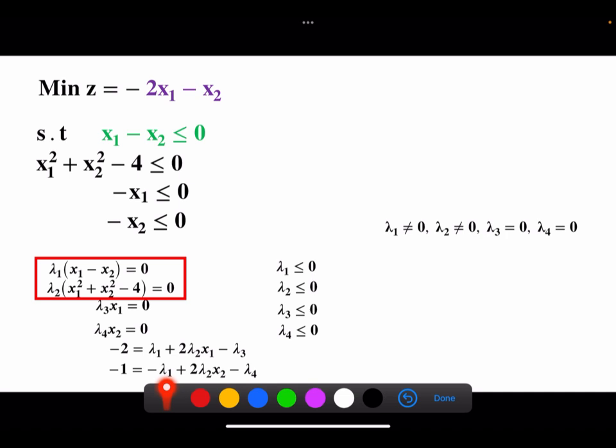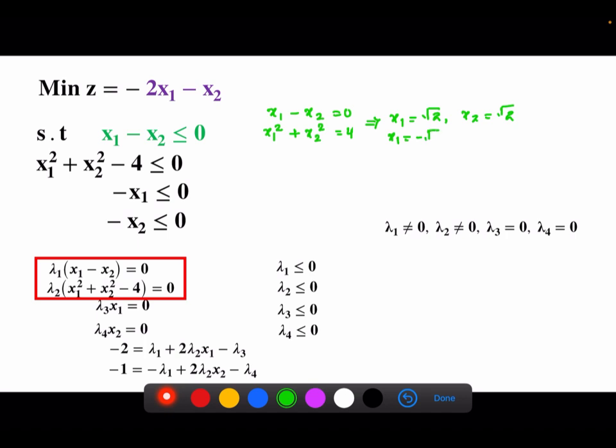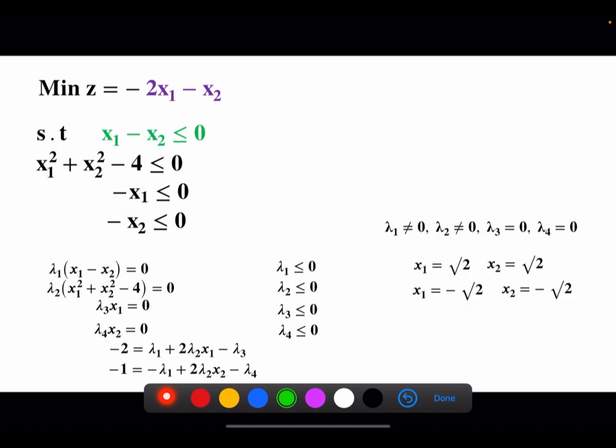So if you solve this bracket, what do we get? That x1 minus x2 is 0. And from the other we get that x1 square plus x2 square is equal to 4. Solve this, you get x1 equals root 2. So this implies x2 equals root 2. But there is one more root of x1. x1 can also be minus root 2. So this implies x2 is also minus root 2. So you have x1 as root 2, x2 as root 2, or x1 as minus root 2 and x2 as minus root 2. But this point is violating this constraint.